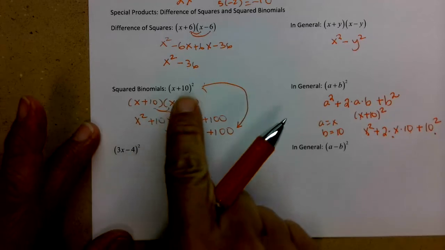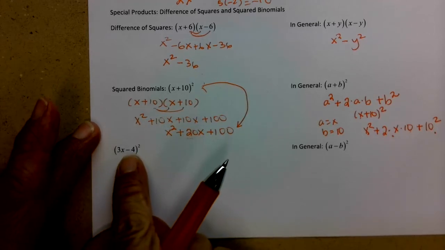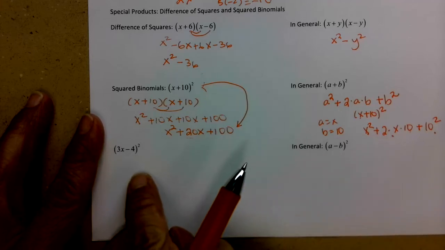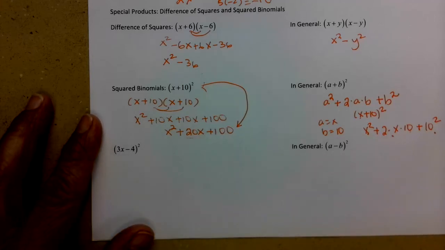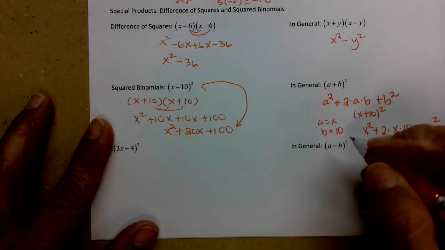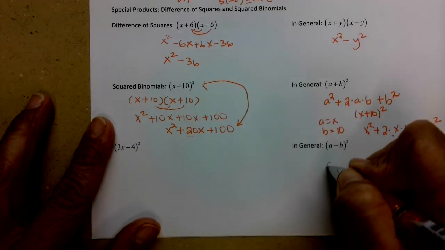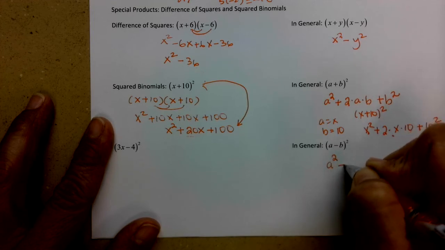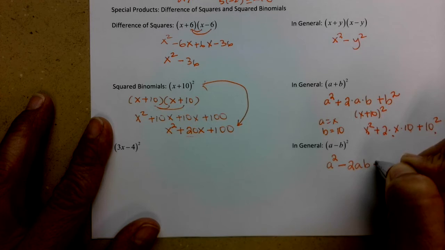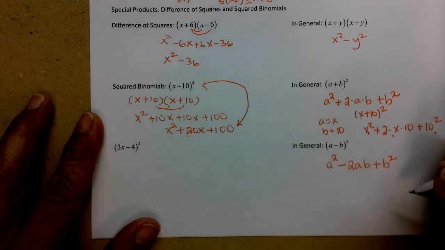So here's the next one. It's kind of the same, I'm squaring a binomial, but now I have a minus in there. So I'm going to do the general one, and then we're going to come over here and write it down, and then I'll leave it to you to do it longhand to verify. So a minus b quantity squared equals a squared minus 2 times a times b plus b squared.